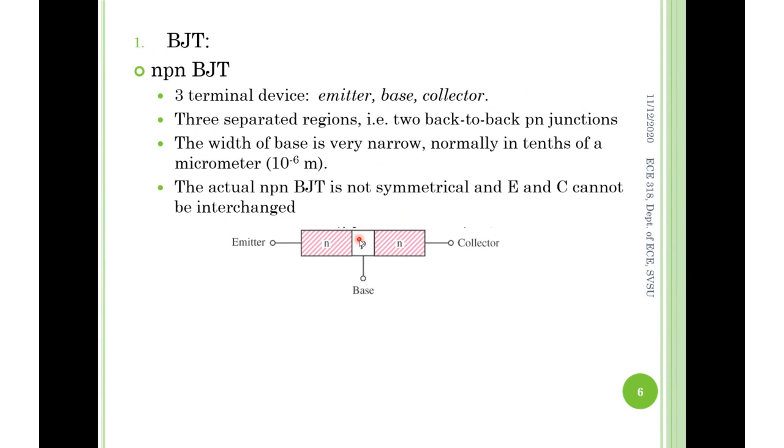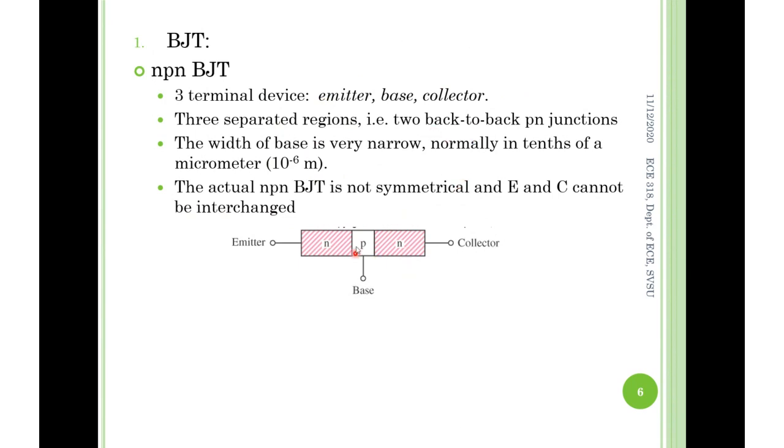And this is the rough structure. The real structure is not as easy as this. This is just to give you a kind of understanding. Three terminals: emitter, base, and collector.